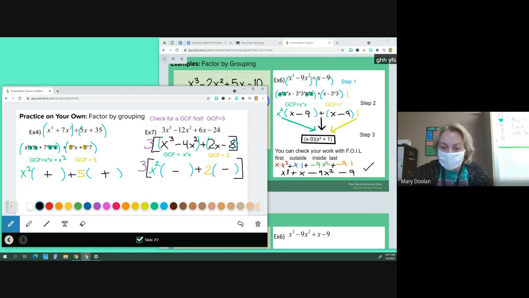Veronica, where did 2x minus 8 come from? 6x divided by 3 is 2x. 24 divided by 3 is 8. And I factored out a 3 from all 4 terms. These all were divided out by 3.